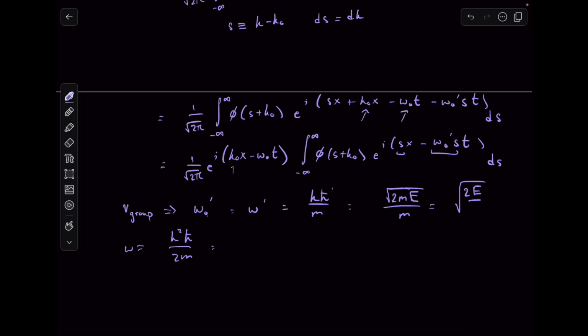Which is the square root of 2 times the energy over the mass. So that's the group velocity of the particle, and it matches the prediction we would get classically, which is good.